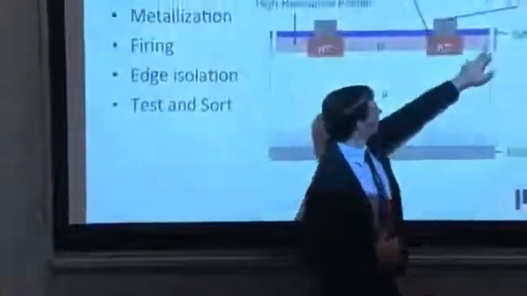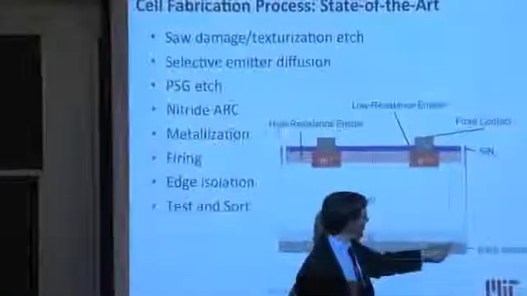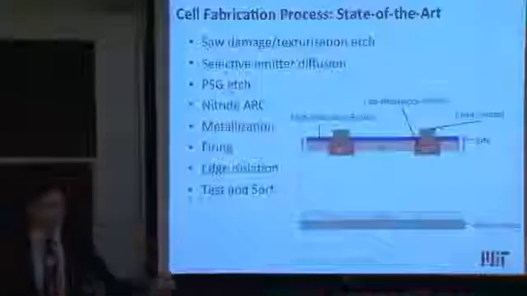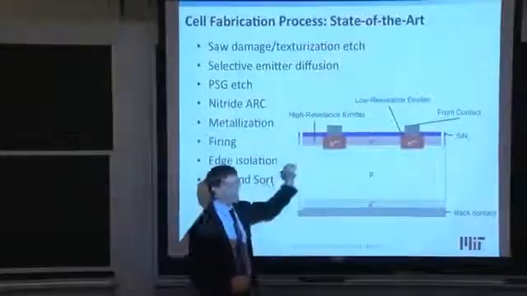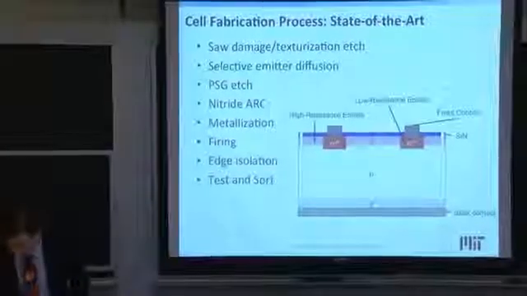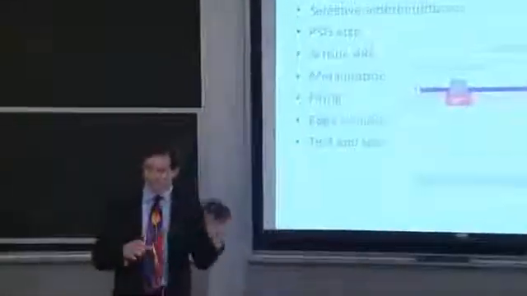So on the edge here, we have edge isolation. And what this is doing is preventing shunting pathways from going around to the back. So it's preventing the emitter from being able to make electrical contact to the backside of the device. And this is typically done by inserting a laser-based trench, it must be on the order of half a millimeter from the edge.